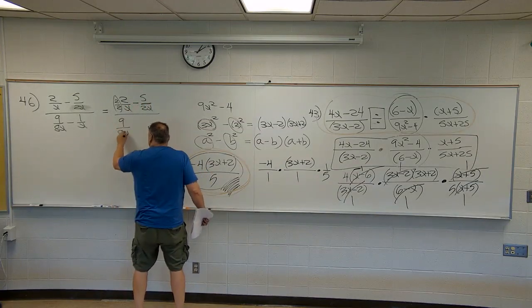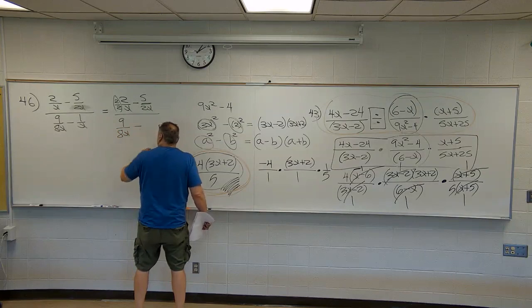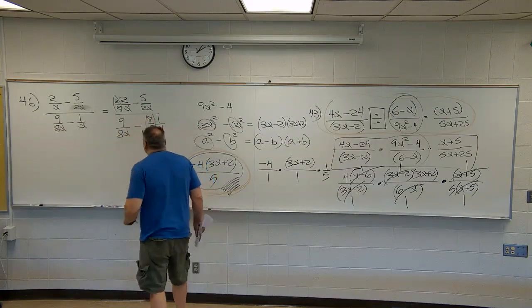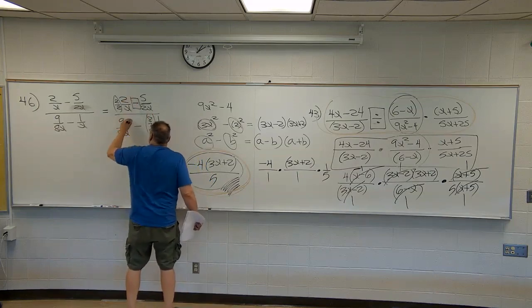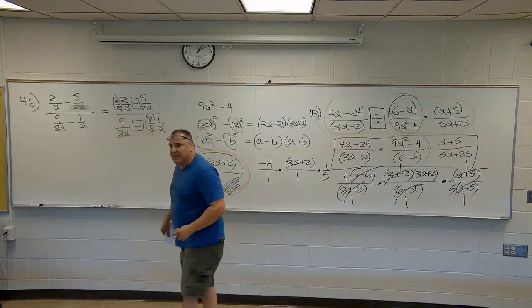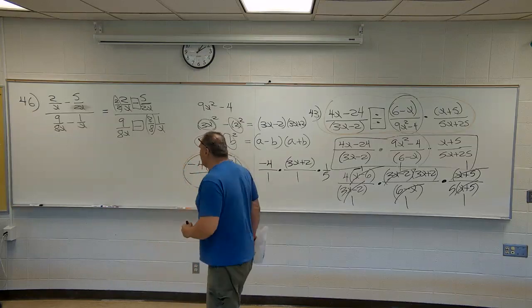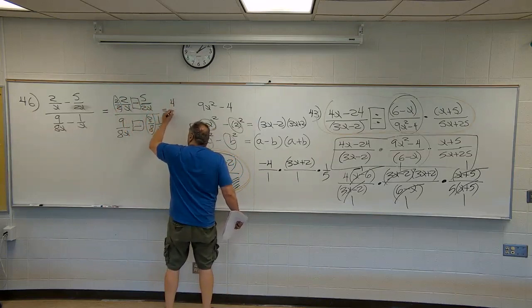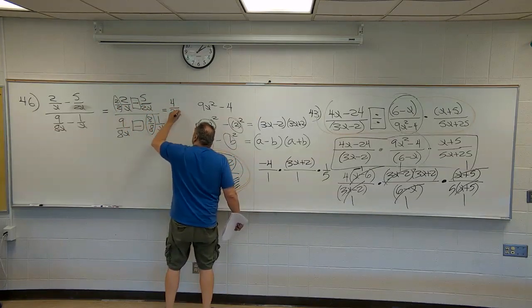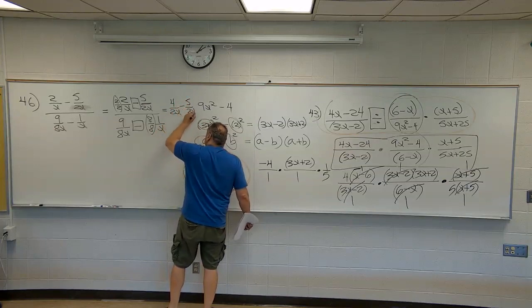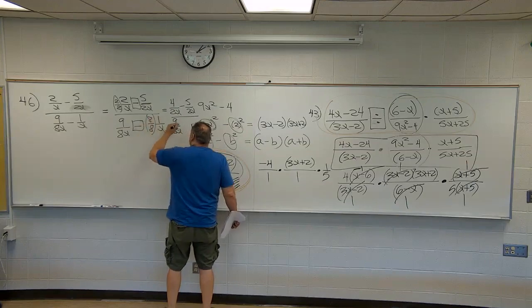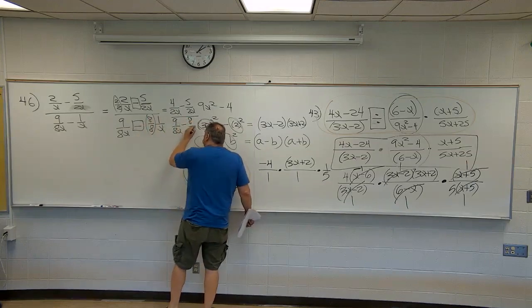9 over 8x minus 1 over x, the same as 1 over x times 8 over 8. You're probably wondering, what am I doing? Well, I'm trying to simplify the rational expression on top, and I'm trying to simplify the rational expression on the bottom. 2 times 2 is 4. 2 times 2x is 4x. Okay, we're not done, but we're getting there. 9 over 8x. 8 times 1 is 8. 8 times x is 8x.